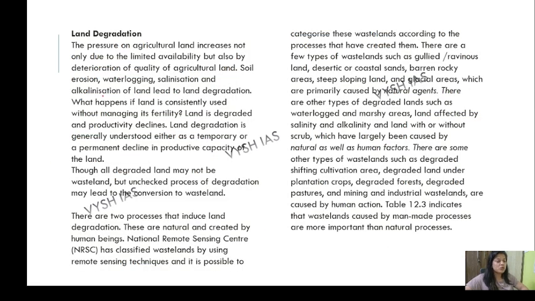Okay. You know this, these slums are the reason for land degradation as well. Wait, I have to complete one more topic.